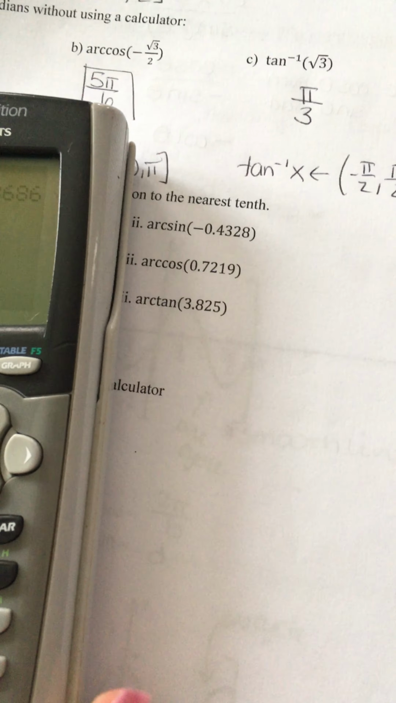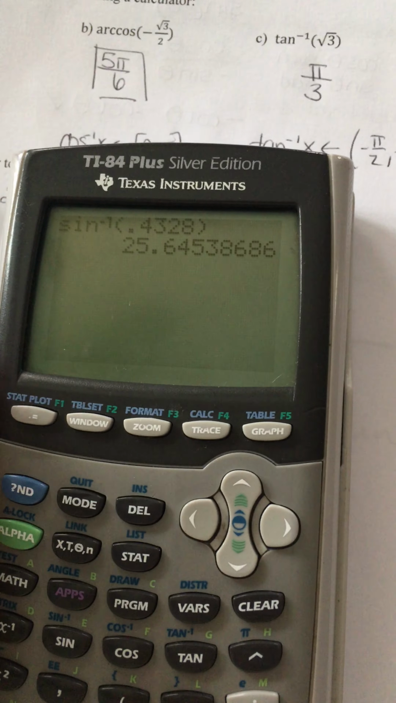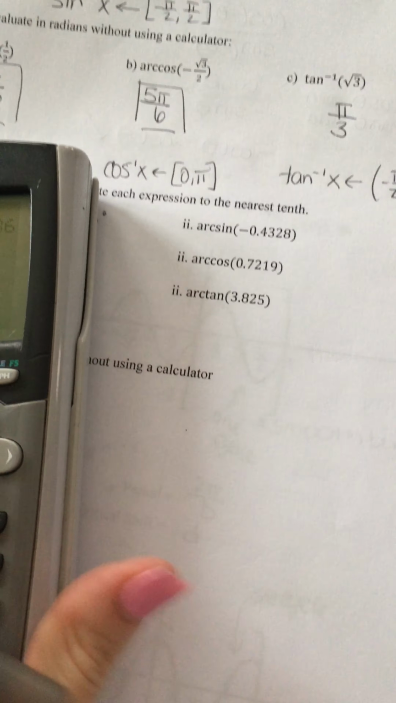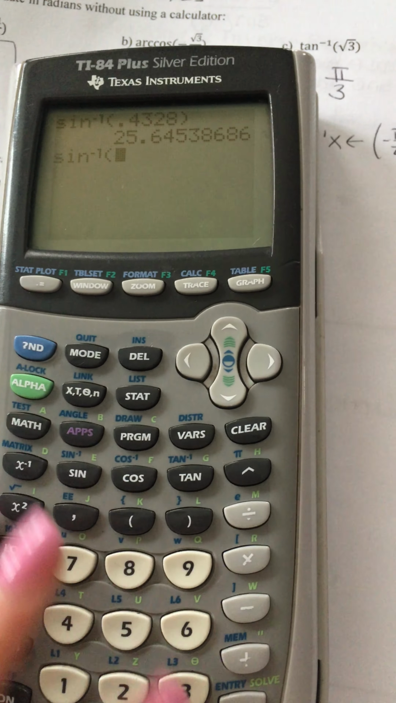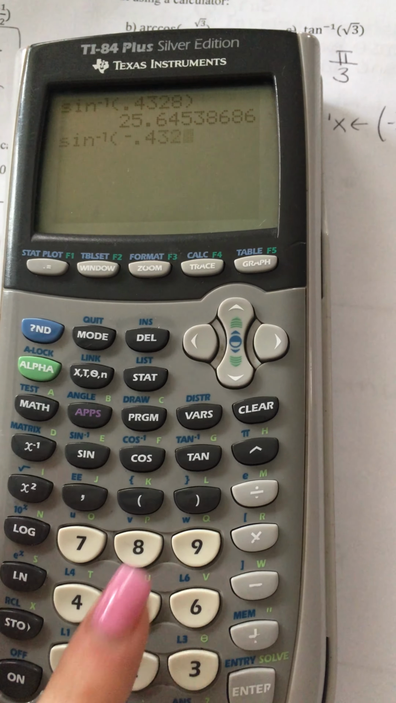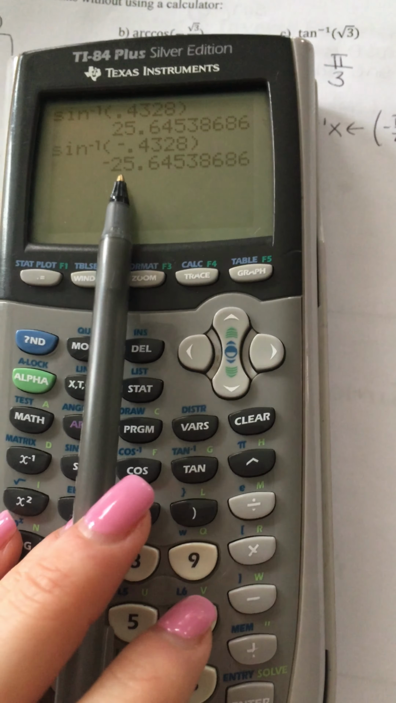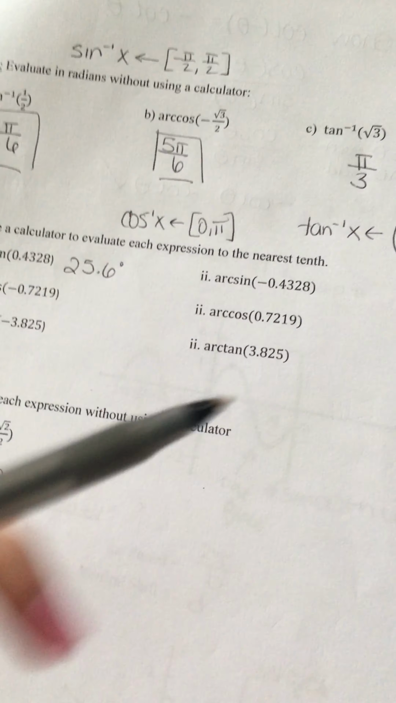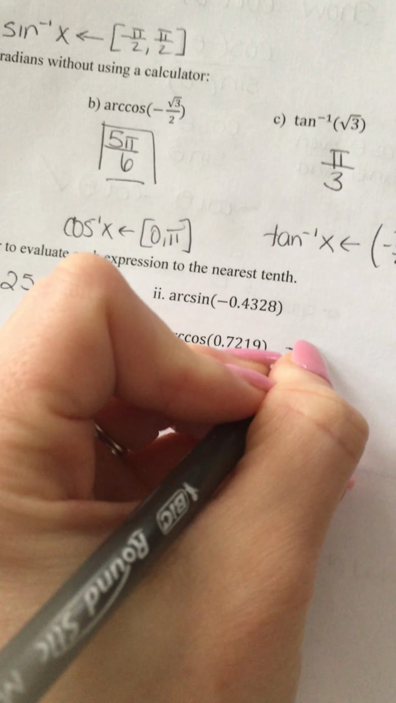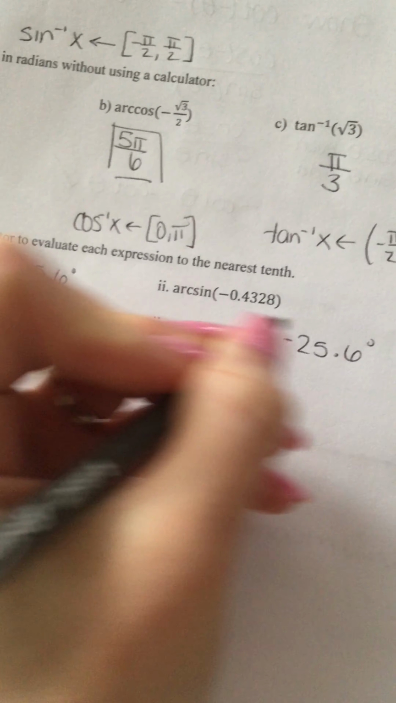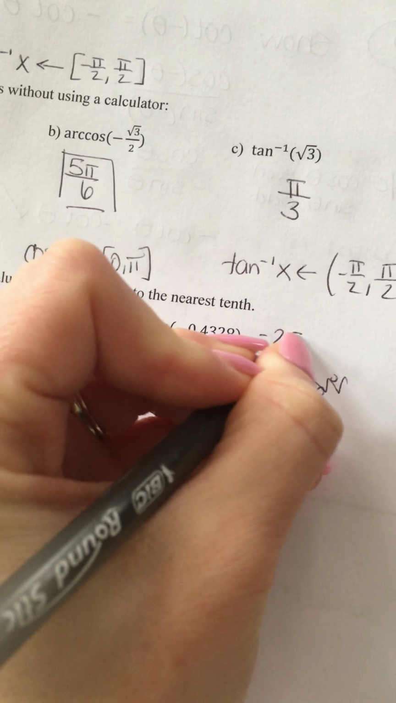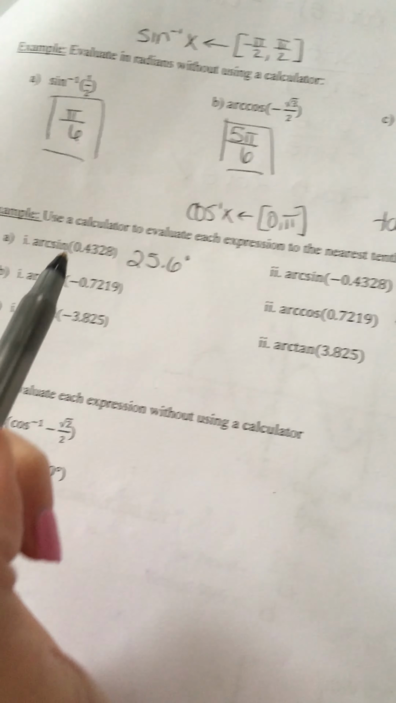And then the idea behind what this problem does is it says, okay, look at what happens when I input a positive versus the same number as a negative. So we're going to do the same exact problem, except that we're going to do negative 0.4328. And you see that we get the negative angle, and that's because of those restrictions that we have for sine. So we get negative 25.6 degrees. Same number, one's positive, one's negative because of the restrictions.